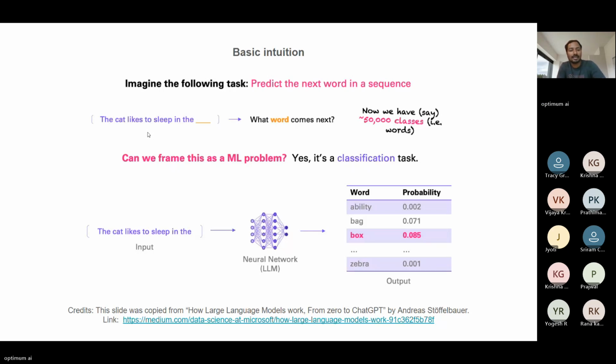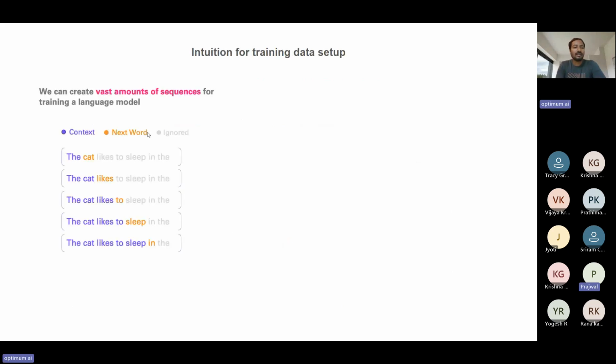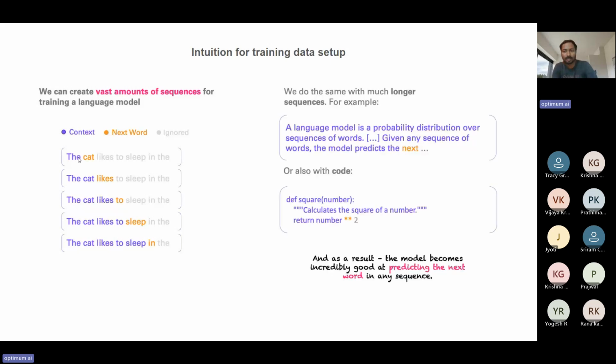So that is, the blank cat likes to sleep in the box. Similarly, we want to predict many sequences of words. We have the context here in purple, and with the orange word, cat, we are trying to predict after each sequence. So when we train a large language model with a vast amount of data, it tries to predict a complete sequence of words from the given context.